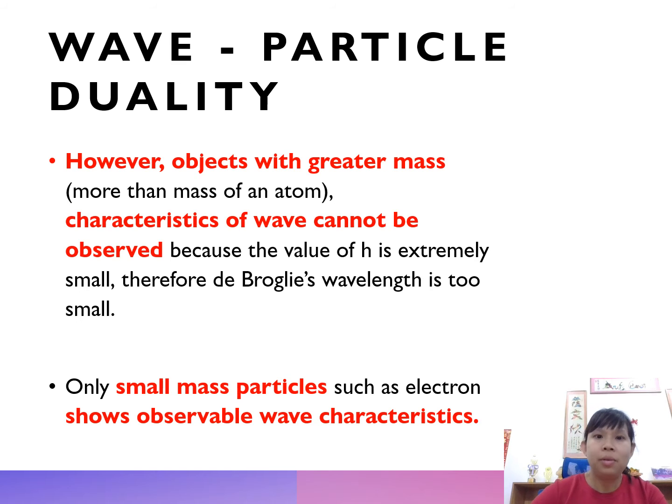However, for an object with a bigger mass, such that the mass is bigger than an atom, the characteristic of the wave cannot be observed, because the value of h is too small. That's why the de Broglie wavelength is too small. Only a small-mass particle such as the electron will show the wave property.